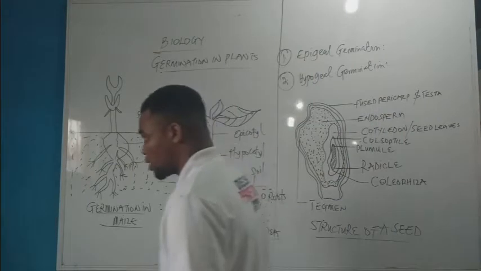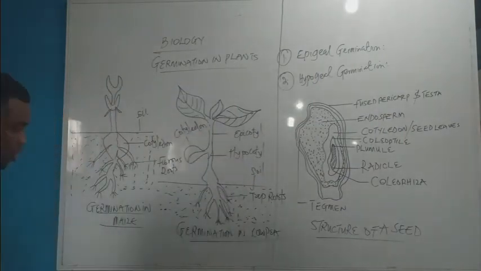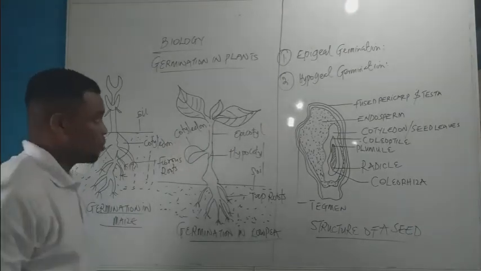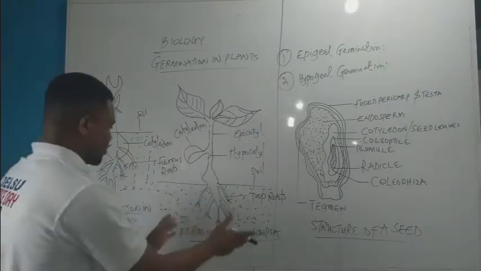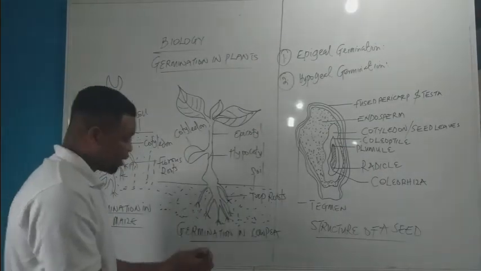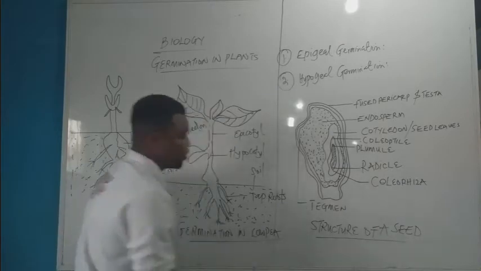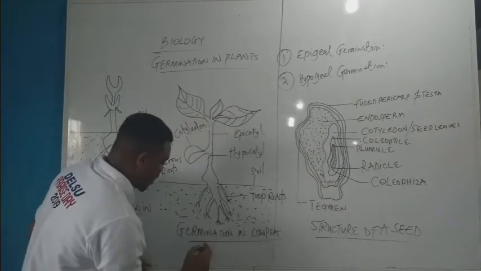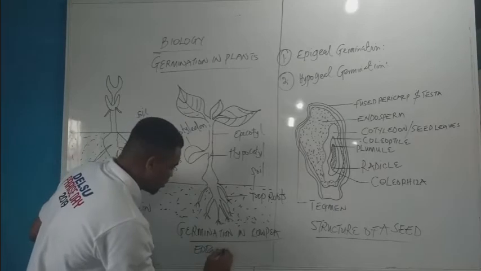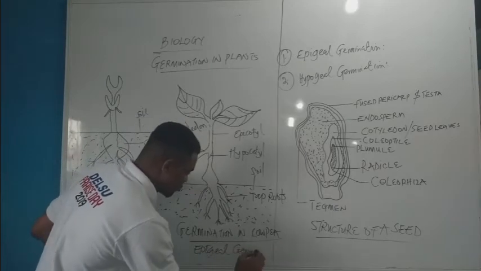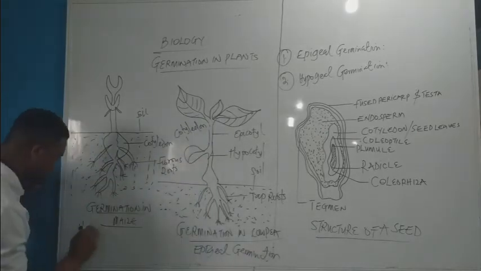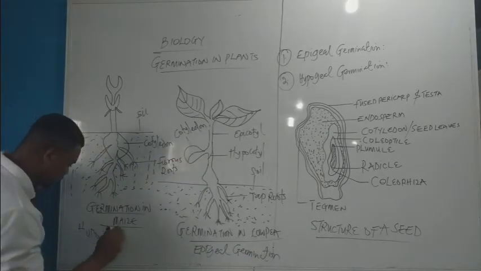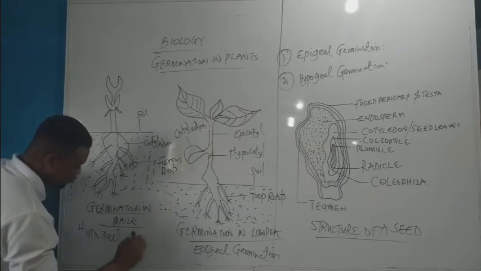Now, let's take a look at these two diagrams: germination that occurs in cowpea and germination that occurs in maize. Before I explain epigeal and hypogeal germination, let's take a look at this diagram. Epigeal germination occurs in cowpea, so this one exhibits epigeal germination, while this exhibits hypogeal germination.